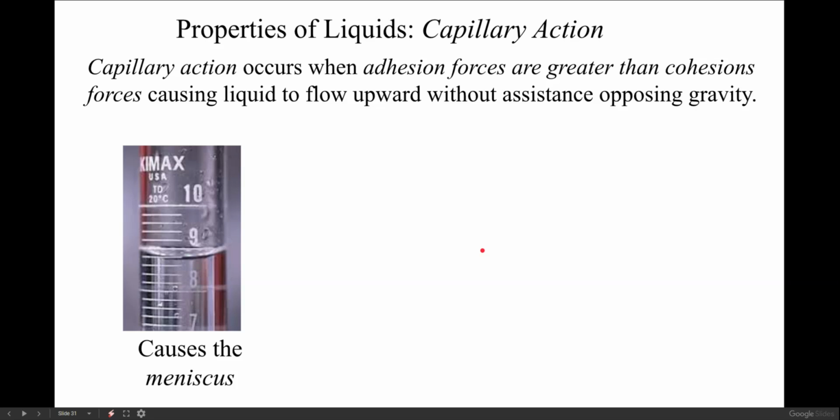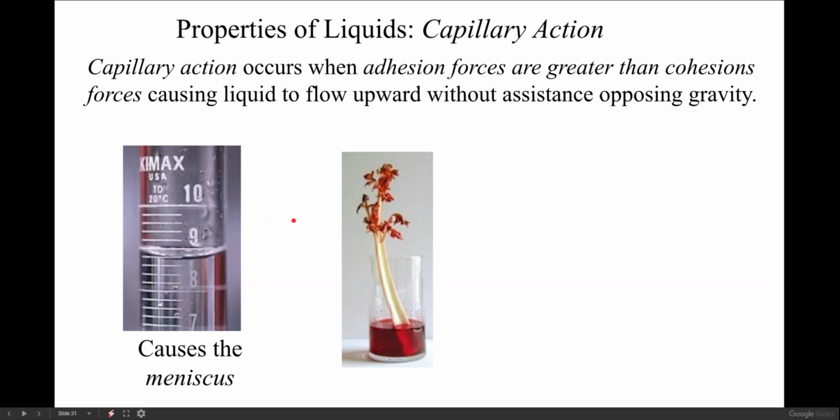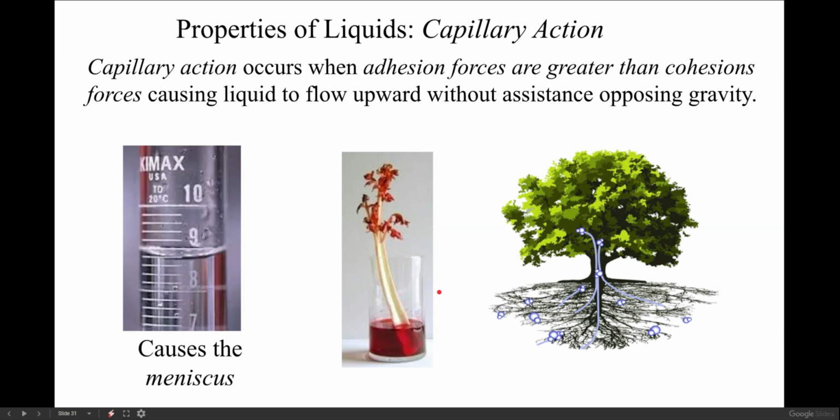Now, if you have a greater amount of adhesion, where it sticks to other stuff, than cohesion, this can result in capillary action. Again, that's the general cause for the meniscus, where water is adhering to the glass, and so it climbs up the surface. But in biology, if you've ever done this experiment with flowers, or here's celery, this is the fundamental way how plants get water up into their entire system.